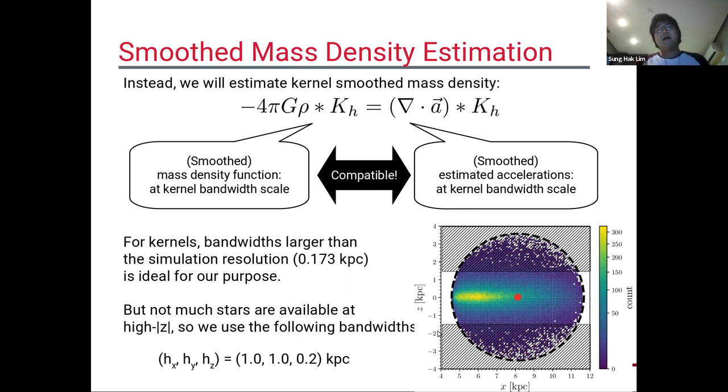For the kernel bandwidths, since our simulation has a finite resolution of 0.17, a bandwidth slightly larger than this is ideal for our purpose. But as I showed in the previous slides, our gas densities have quite irregular shapes, so we use a slightly larger smoothing kernel. We choose the following bandwidth for each of the x, y and z directions. For the x and y directions, we choose a 5 times larger bandwidth, which is 1.0 kiloparsec. For the z direction, we have less irregularity, so we just pick a resolution similar to the simulation resolution. So now we are trying to solve this smoothened Gauss equation to get the mass densities.